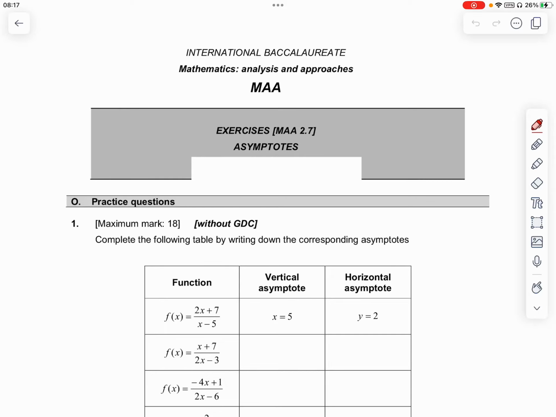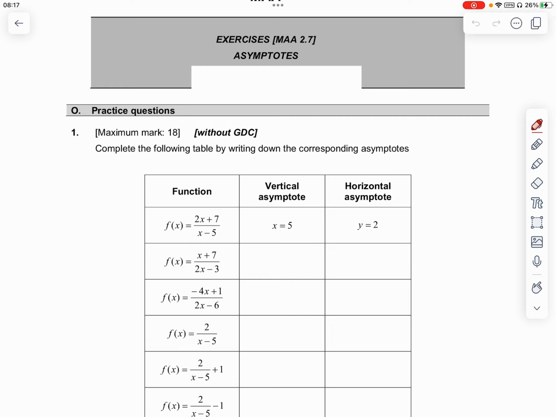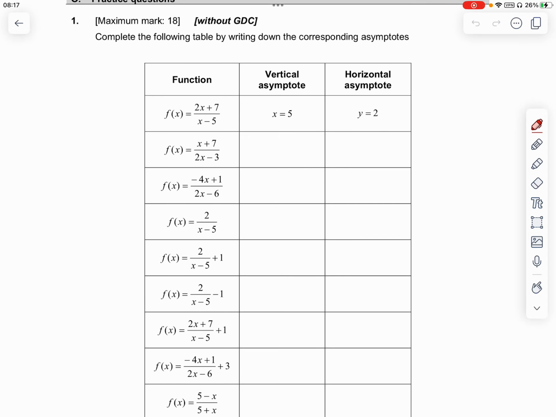So welcome. This is a video based upon asymptotes: horizontal asymptotes, vertical asymptotes, and slant asymptotes. First question, we'll try to write the vertical asymptotes. Vertical asymptotes means make the denominator equal to 0.